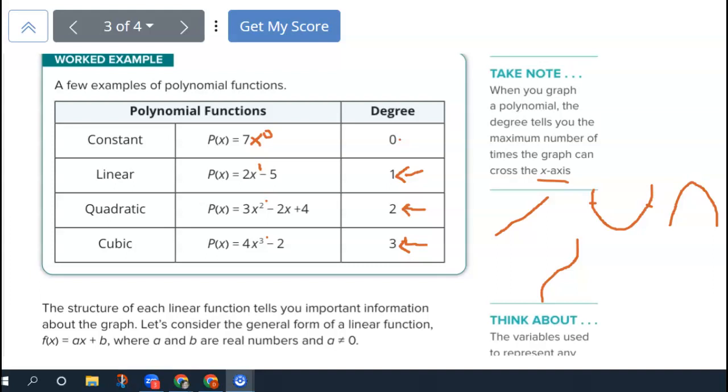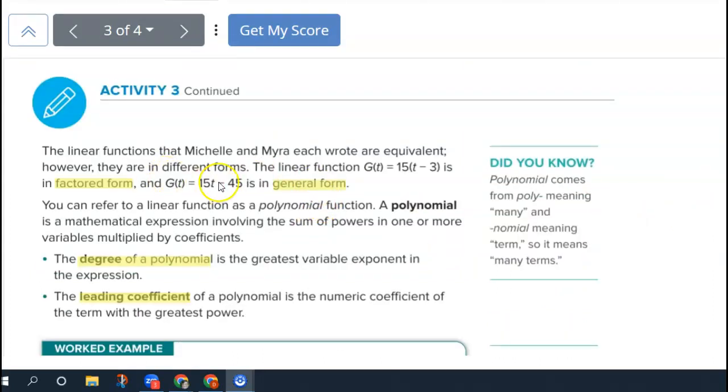And then in the next part of this lesson, we're going to be looking at this general form. And we're also going to be looking at the factored form. So we're going to be looking at the factored form and the general form.